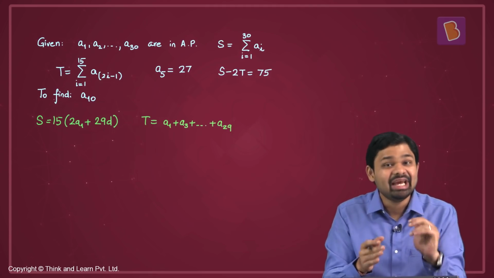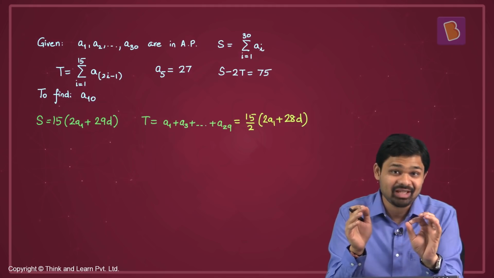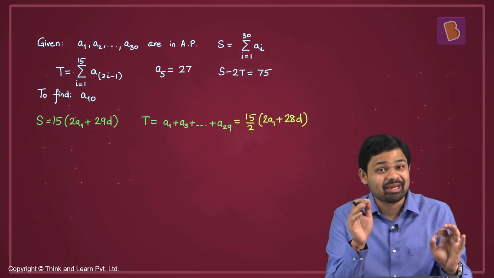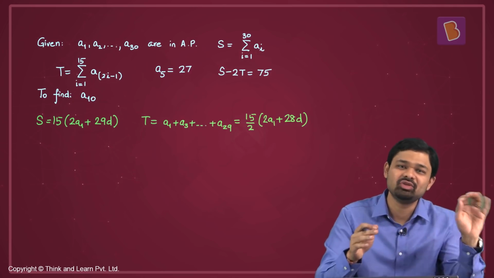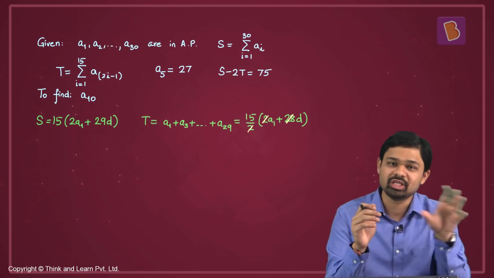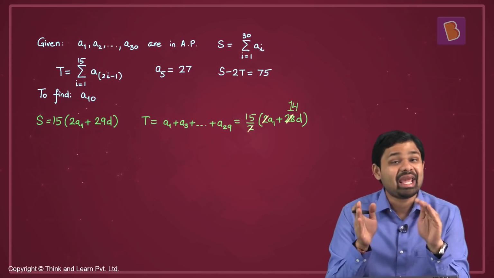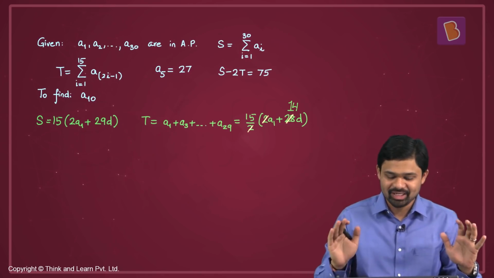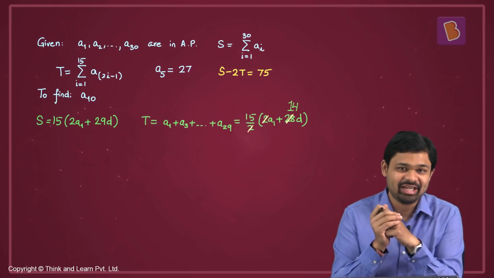So what is T? T would be 15 divided by 2 times (2 times A1 plus N minus 1, which would be 14, times, instead of D, 2D, so gives me 28D). I can cancel out the 2's with all the 2's in the numerator and get this to be equal to 15 times (A1 plus 14D). Very simple, isn't it? Now they've told us that S minus 2T is 75.